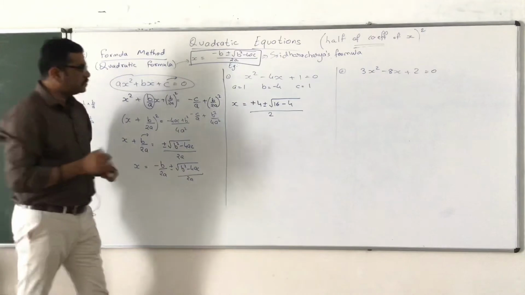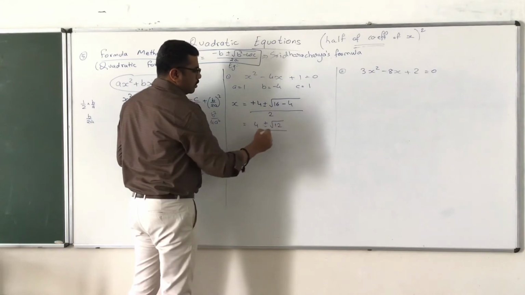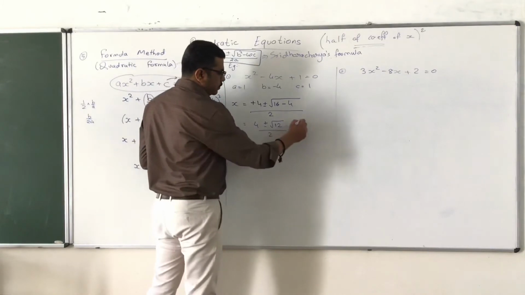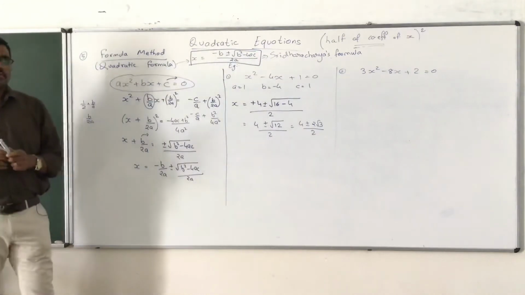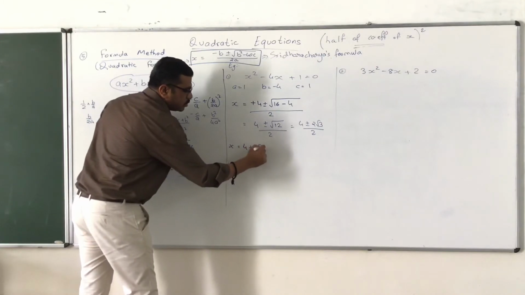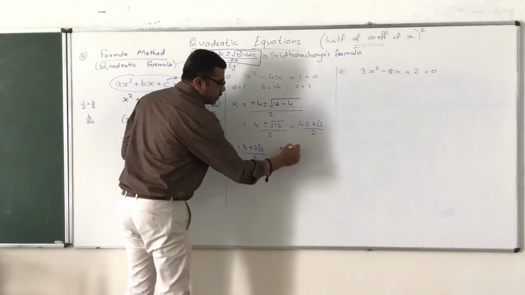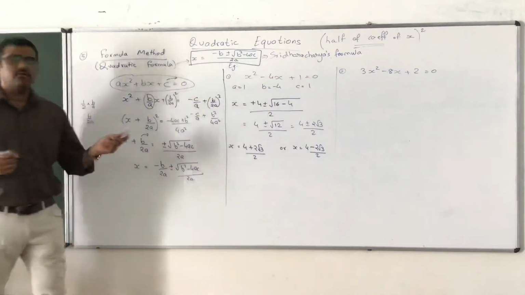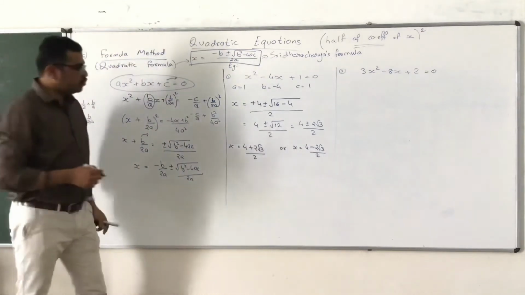If we simplify this, we have 4 plus or minus square root of 12 upon 2. The square root of 12 can be written as 2 root 3, upon 2. One time we take positive, so x equals 4 plus 2 root 3 upon 2, or x equals 4 minus 2 root 3 upon 2. One time we are taking the plus sign, another time the minus sign, so we have two roots.